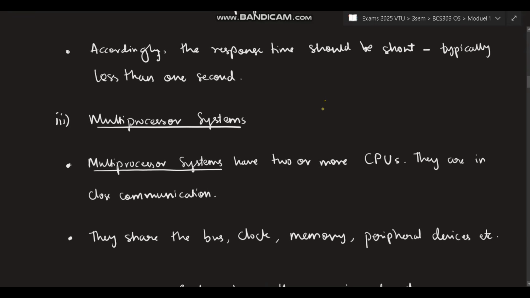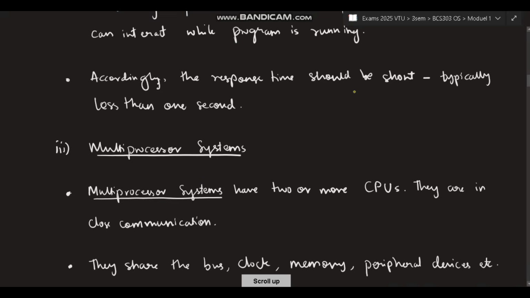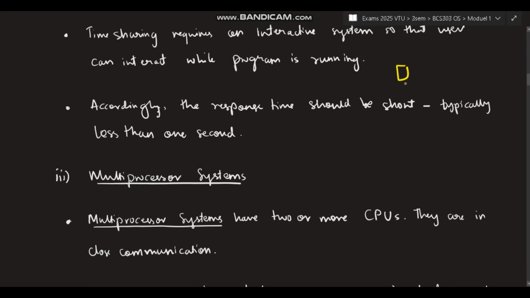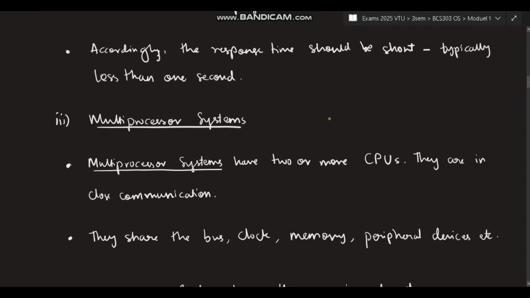Here there are multiple processors. What does a processor do? A processor performs the process. A multiprocessor system has two or more CPUs. Just as I told you, one CPU can perform multiple tasks by sharing the time among them. Like that, if there are more than one CPUs, that multitasking will be multiplied, right?